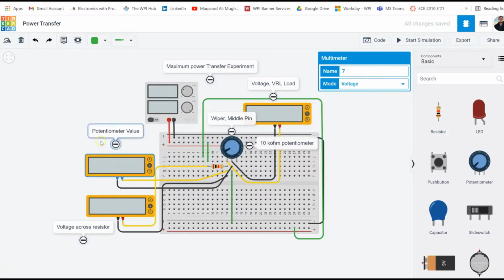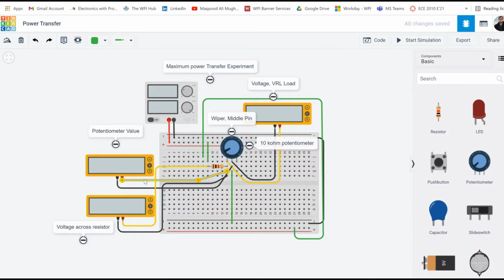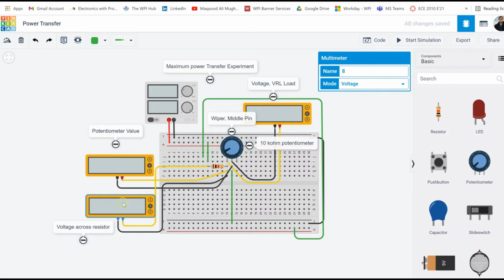I have one multimeter here. This multimeter is hooked up to terminal 1 of the potentiometer and the wiper of the potentiometer, so it is going to tell us the value of the potentiometer. I've gone with a potentiometer value of 10 kilo ohms, and a resistor value of 1 kilo ohm. I got a couple more multimeters.